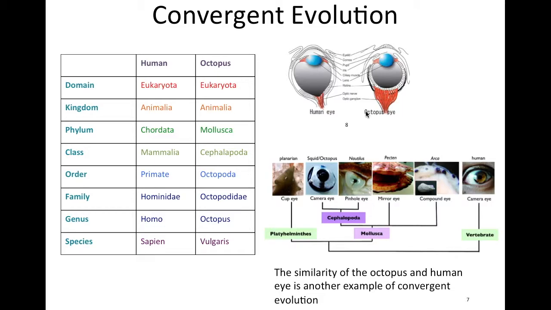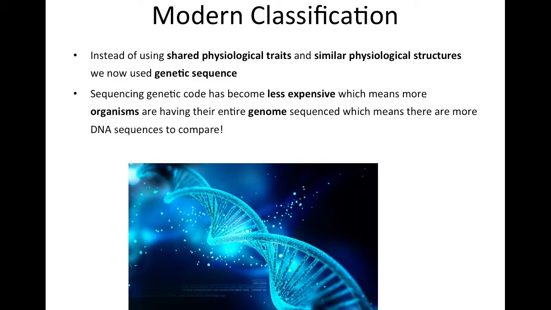So here is another great example of convergent evolution that I was completely fascinated with when I was an undergrad. This paper is from Yoshida and colleagues, and it shows that humans and octopuses have both evolved the camera eye independently. So despite the fact that we are very distantly related and we differ at the phylum level, we both have the camera eye. So instead of using shared physiological traits and similar physiological structures that we used to draw the very first phylograms, we now use genetic sequence.